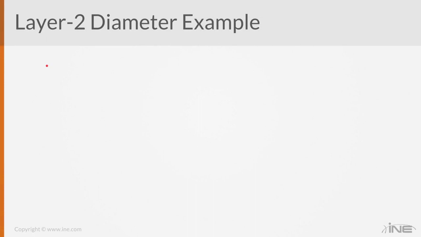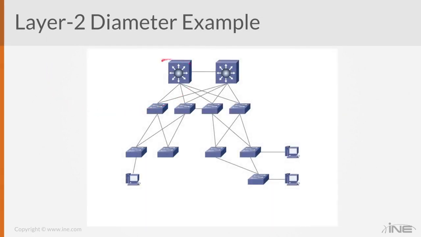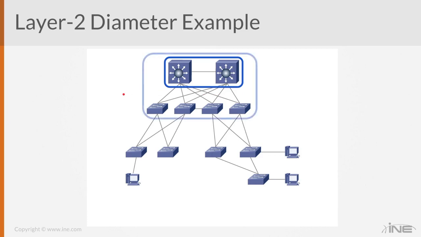A layer 2 diameter example. On top we have our core switches, and then we have the aggregation switches, and we have the access block, so the access switches, and we have multiple hosts here. So this would be our first diameter. Let's assume this whole environment is a flat layer 2 environment. Just for the sake of argument, we would never do that, but let's just say. It means this would be the first diameter.